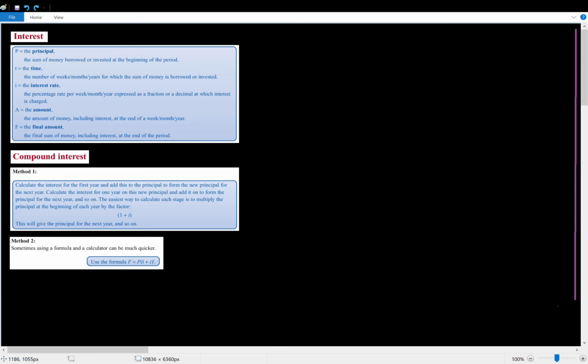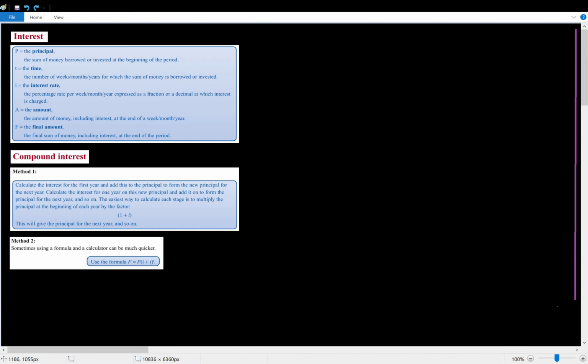In this video, we're going to look at interest, and specifically compound interest. Interest is the sum of money that you pay for borrowing, or the sum of money that is paid to you for investing. And there are a few terms that we need to know here before we go along, so that we can make sense of any formula that we use in this section.